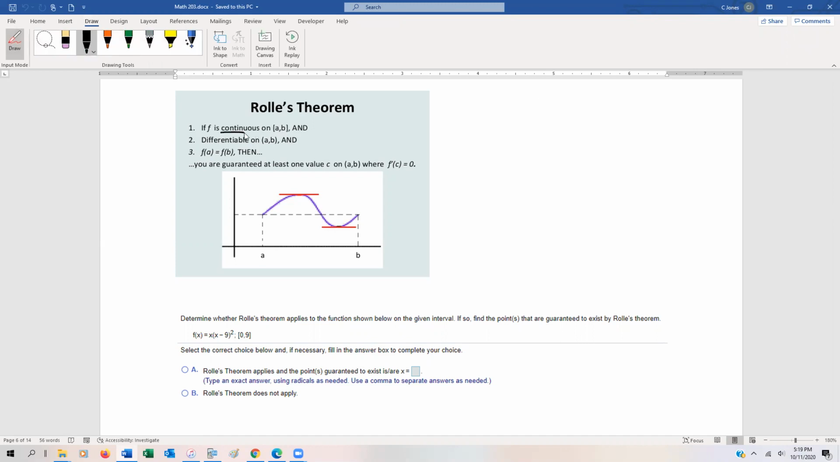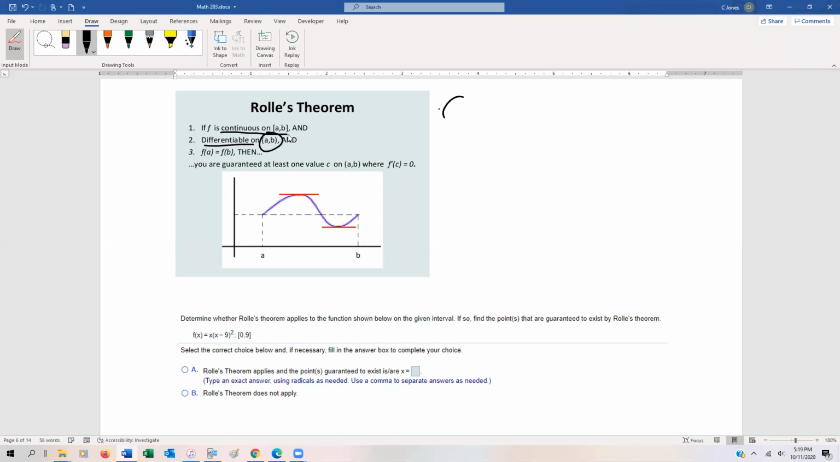Now we know what continuity is. Okay, continuity basically means we can trace the function and not lift up our pen. Okay, what does differentiable mean? Well, differentiable means that when we take the derivative, it exists at every value on this interval (a, b), okay?